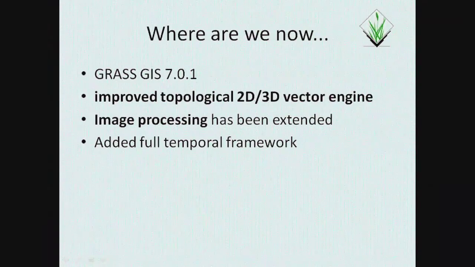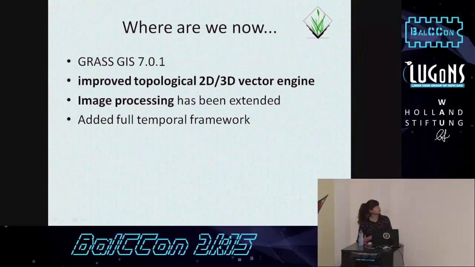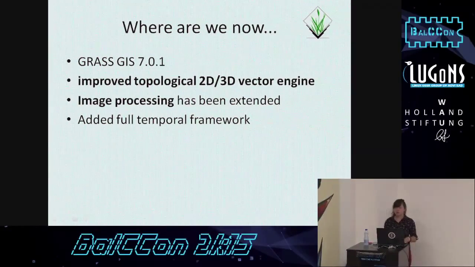It's available since 2015. It offers large data support and an improved topological 2D or 3D vector engine and much improved vector network analysis. The best thing about the GrassGIS 7 version is the full temporal framework, and there we can analyze different images from 2 or 3 types of time, and we can analyze these changes in time.